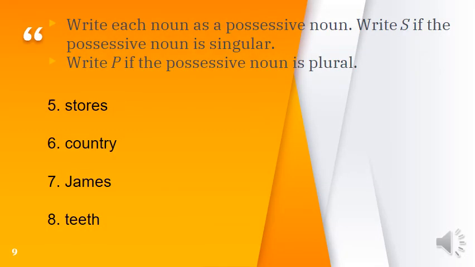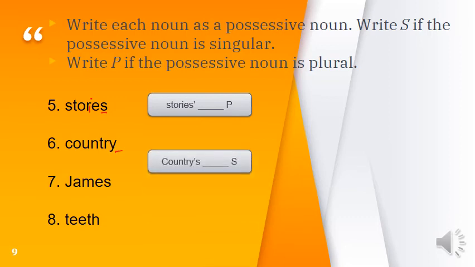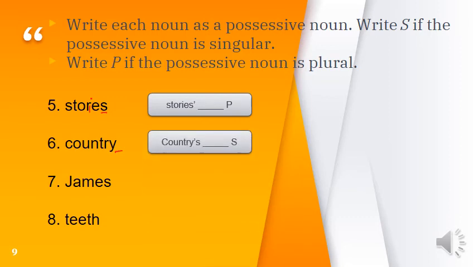The same. Yeah, this is stories, not stores. It's stories in the book, I think. So stories has a plural S. So what do I do? I add apostrophe only, and it's plural. Country. Is there any plural S? No. So I add apostrophe S. Country's, singular.